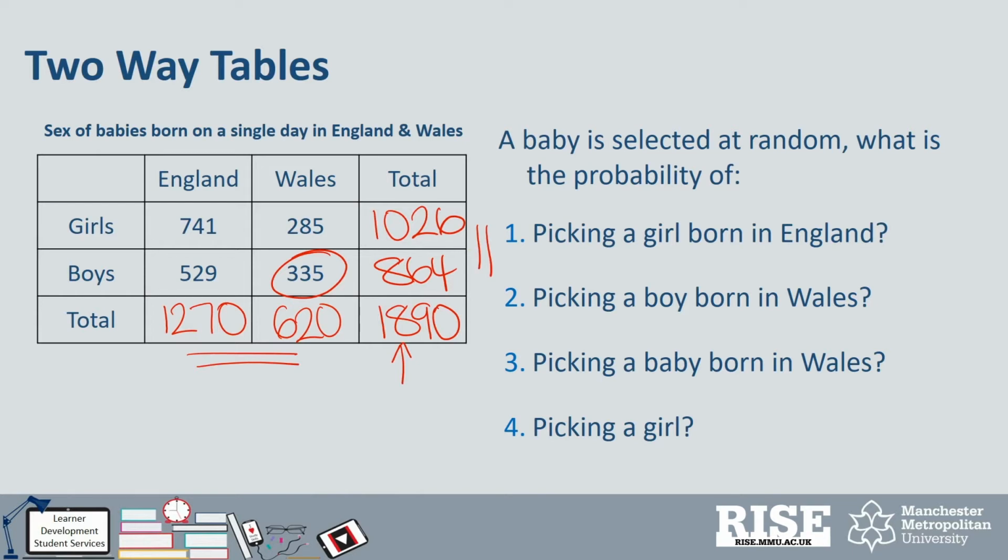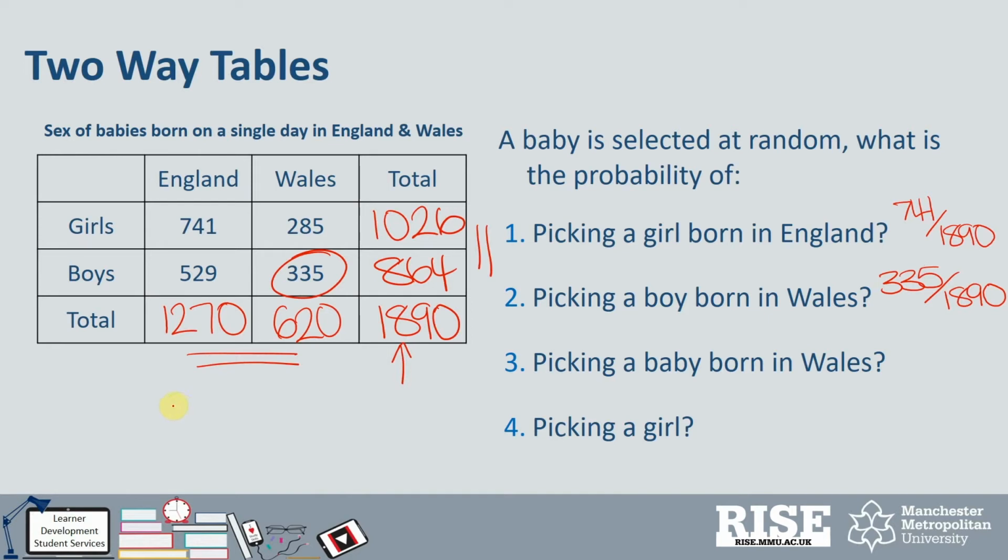From these two-way tables then, it is possible to find probabilities of selecting something from the table. I.e., for the first question, what's the probability of picking a girl born in England? Well, in England, there were 741 girls born, out of a total of 1,890. What about picking a boy born in Wales? Well, there were 335 boys born in Wales, out of a total of 1,890.